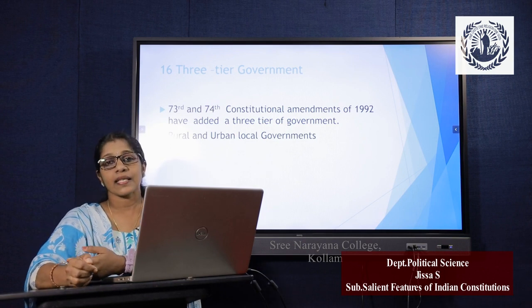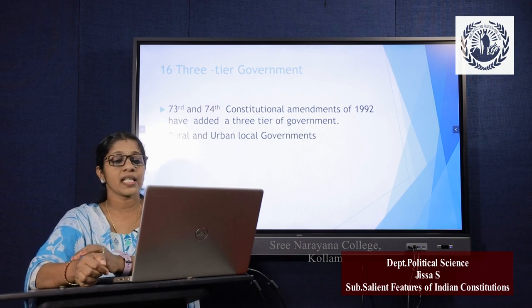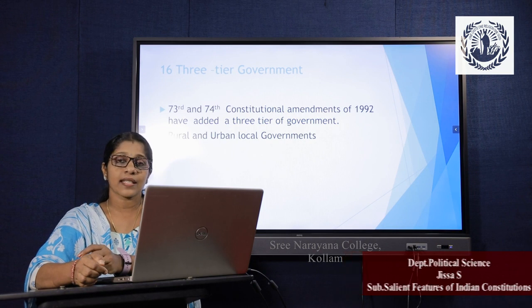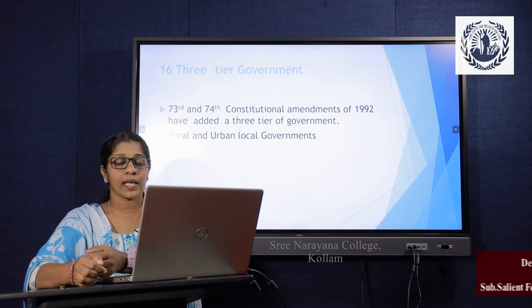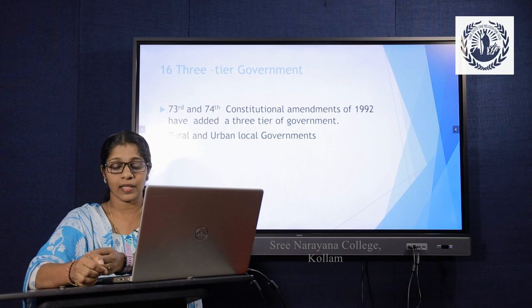Next is three-tier government. The 73rd and 74th Constitutional Amendments of 1992 have added a three-tier system of government, that is, rural and urban local governments are there in our Constitution.